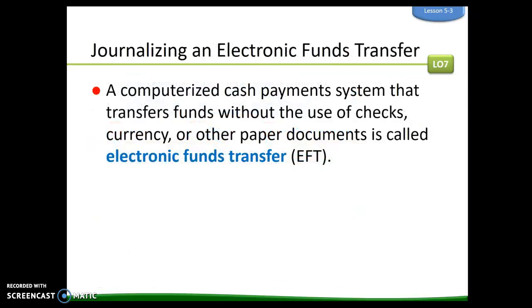Journalizing an electronic funds transfer, an EFT. Electronic funds transfers are a computerized cash payment system that transfers funds without the use of checks or currency or other paper documents.